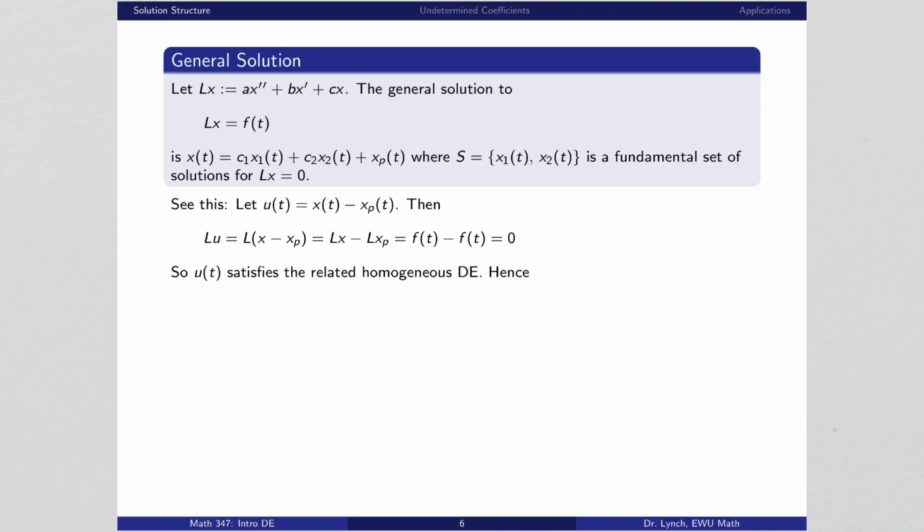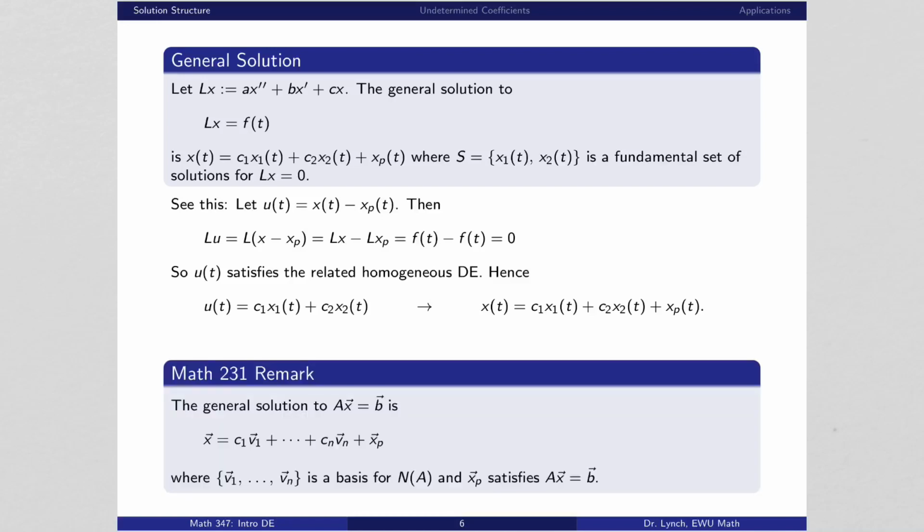We can just find a fundamental set of solutions to that homogeneous equation and write the general solution to the homogeneous equation as C1x1 plus C2x2. And if U is C1x1 plus C2x2, then we can see that x, of course, is just C1x1 plus C2x2 plus x sub p. This reminds us of a fact from linear algebra 2, namely that the general solution to Ax equals b is a linear combination of n plus 1 vectors, where one of those vectors is a solution to the non-homogeneous equation, and the other n are the basis for the null space of the matrix A.